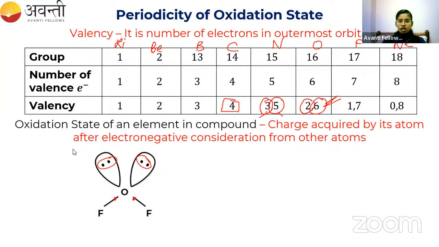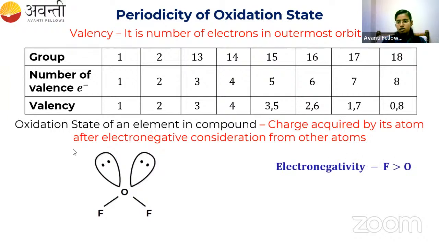Now coming to the electronegativity consideration, I have 2 bonds, and in both bonds I have oxygen and fluorine. Which one is more electronegative, oxygen or fluorine? Which is the most electronegative element among these two? Yes, it is fluorine, right?